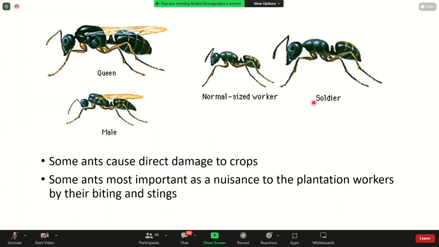Right here you can see the caste of a colony of ants. Some ants cause direct damage to the crops, and some are important. Some are causing damage or disturbing the workers by biting and stinging.